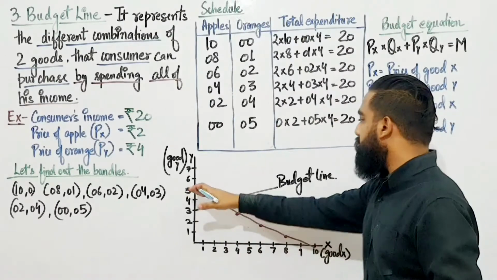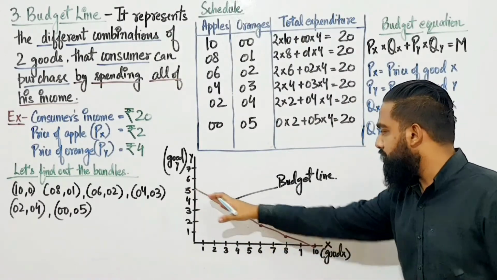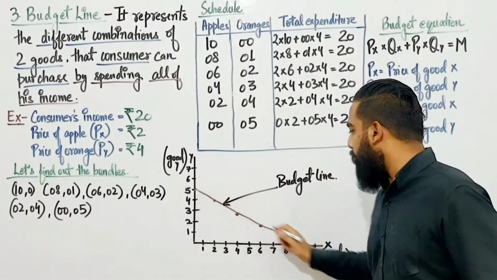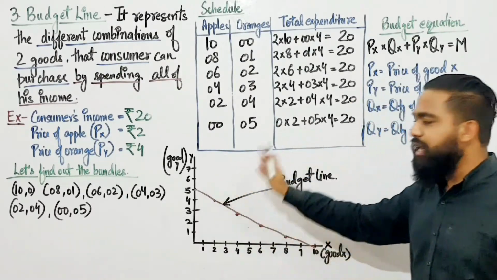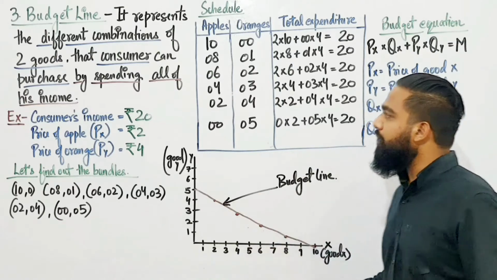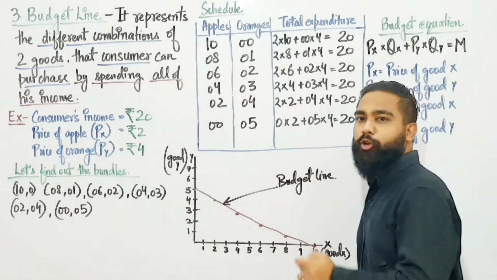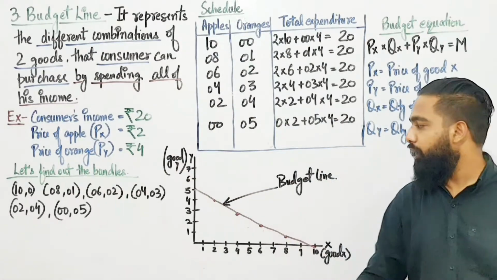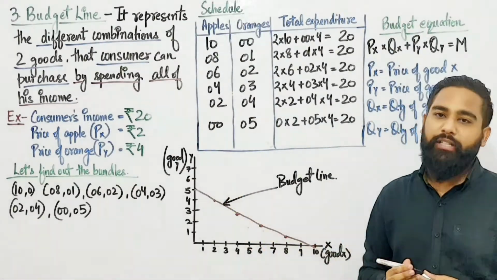Fine. So on this budget line, all the points, you can mark any point on this line, all these combinations spend all the consumer's income. So this is your budget line.